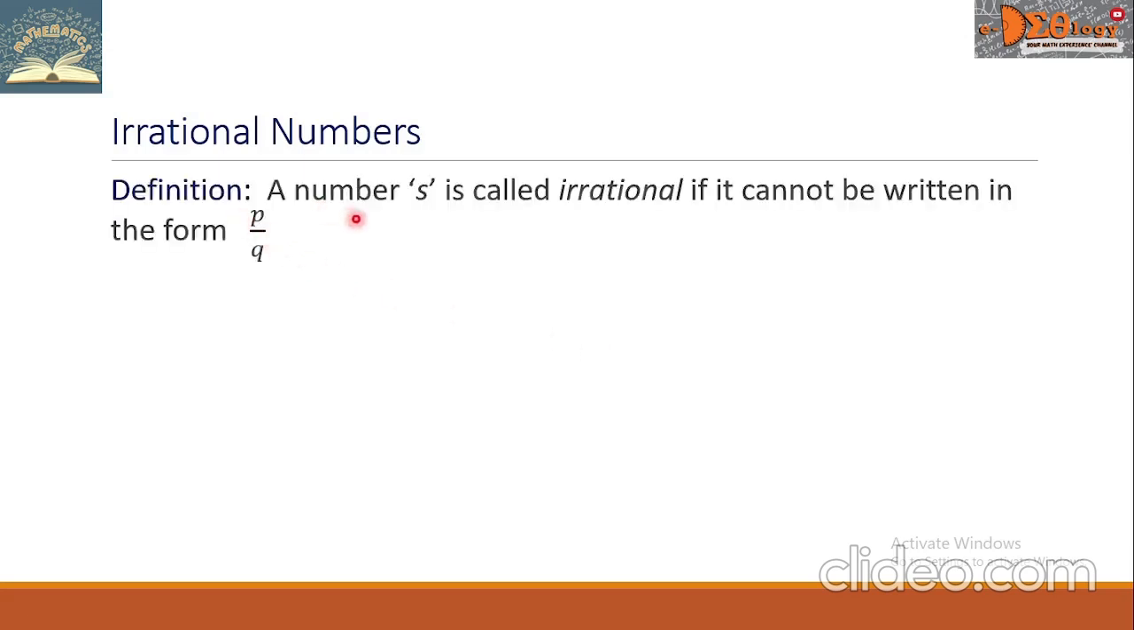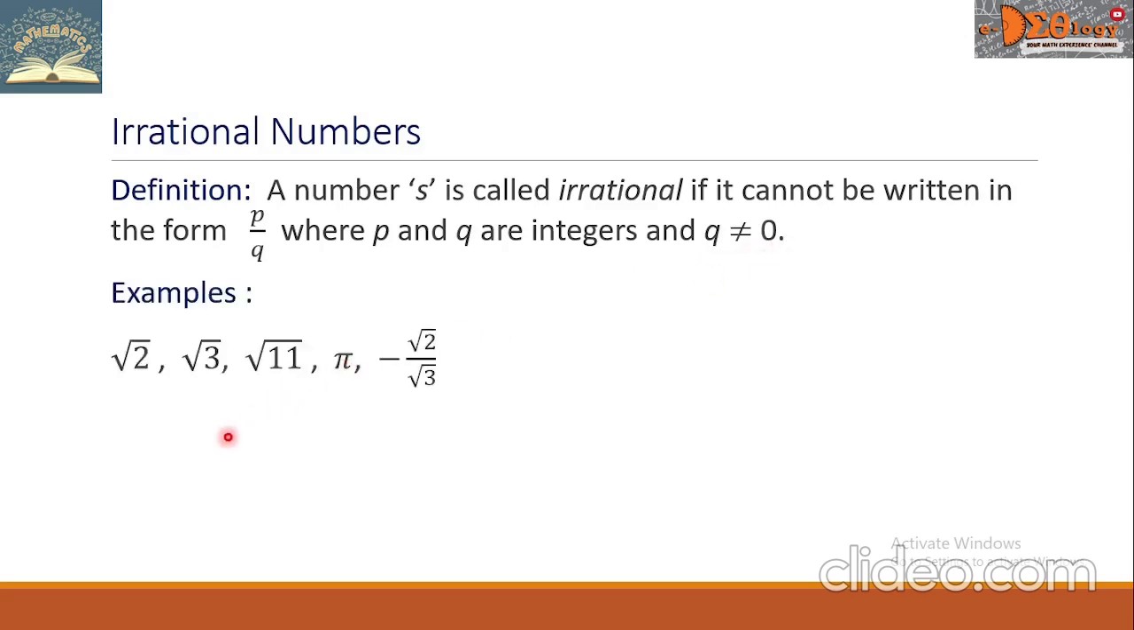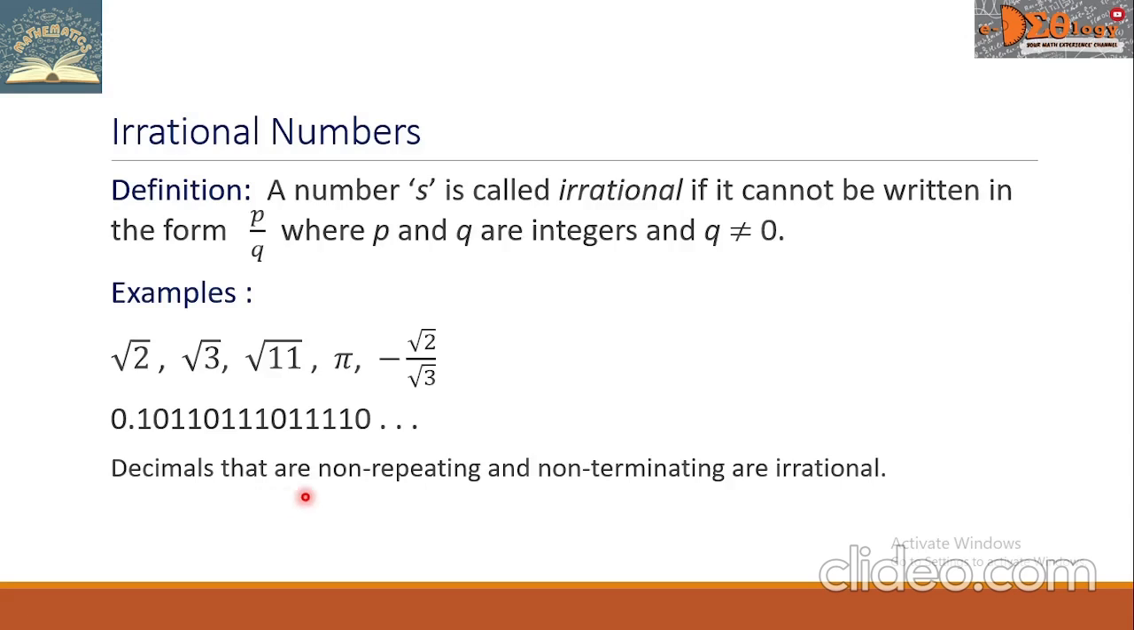By definition, a number s is called irrational if it cannot be written in the form p over q, where p and q are integers and q is not equal to 0. We have examples here: square root of 2, square root of 3, square root of 11, pi, negative of the fraction square root of 2 over square root of 3. Also this decimal, 0.10111011101111 and so on. For decimals, we say that decimals that are non-repeating and non-terminating are irrational.